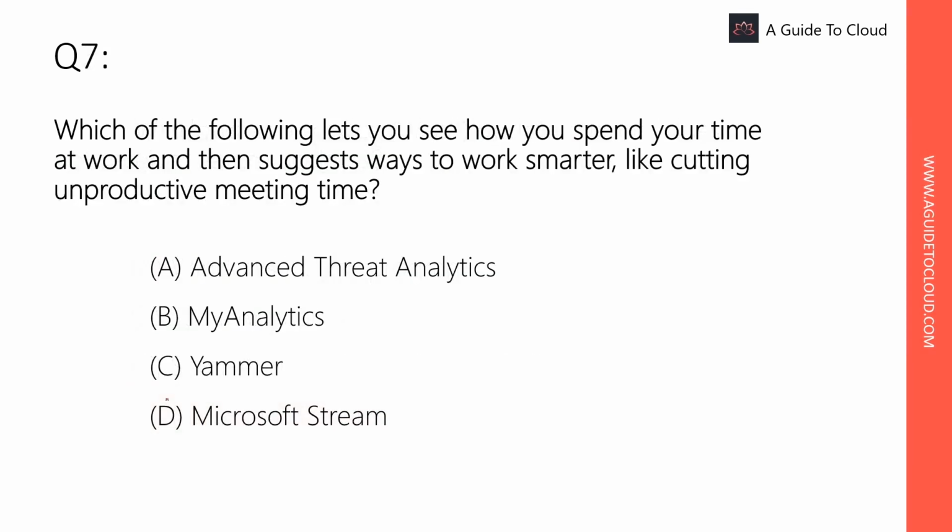And the final question is, which of the following lets you see how you spend your time at work and then suggest ways to work smarter, like cutting unproductive meeting time? This is exactly what we have seen in the previous video. The last topic was this. I talked about two products. The one is workplace analytics and the second one is my analytics.